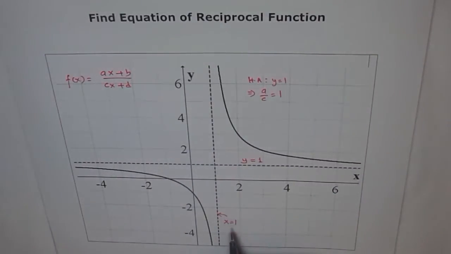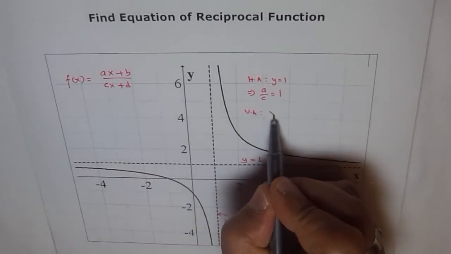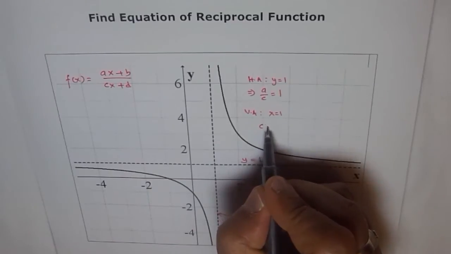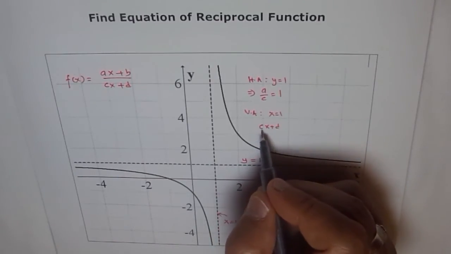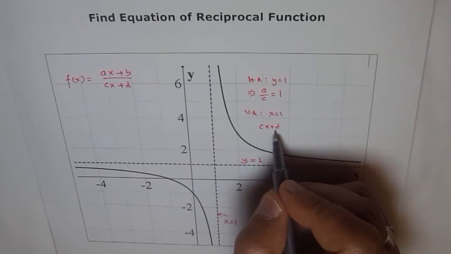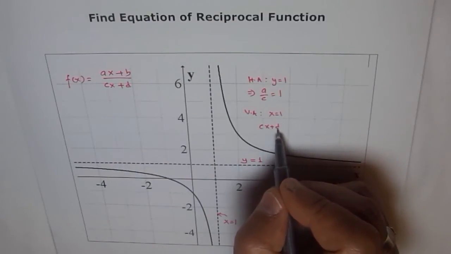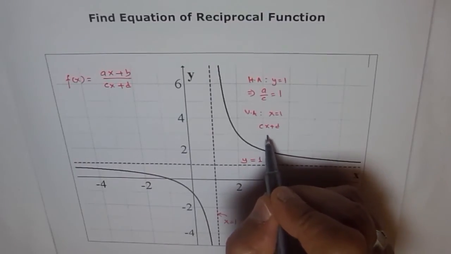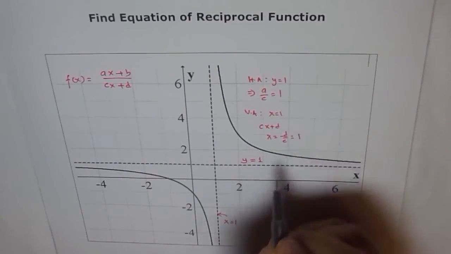Now, when the vertical asymptote is x equals 1, it implies that cx plus d should be zero at x equals 1, right? This could happen only if there's a factor of x minus 1 here, right? Okay, so that means x equals minus d over c, which is 1, okay?